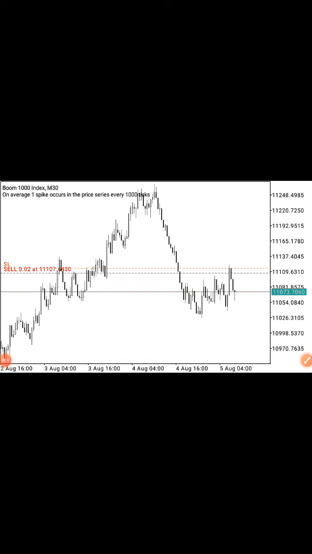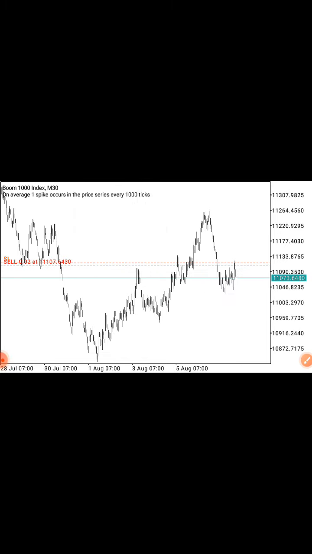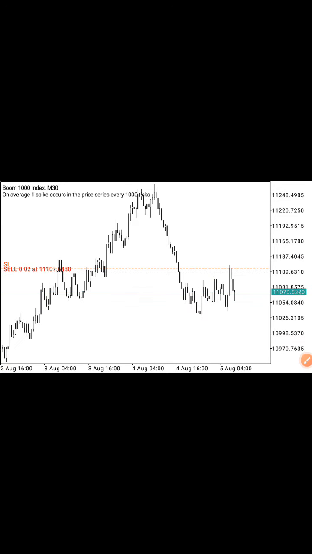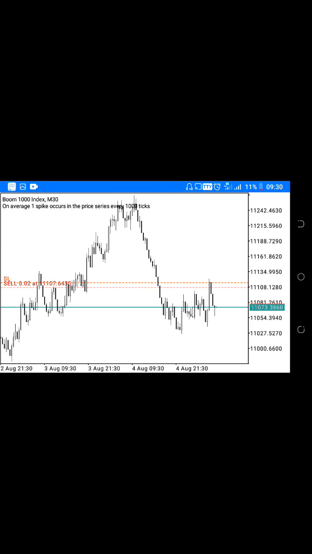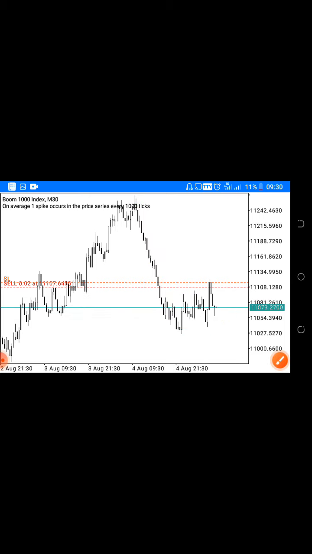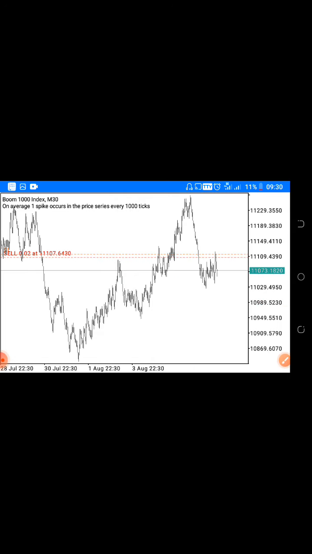Alright, looking at the chart, this is a Boom 1000 chart. If you really observe, Boom 1000 has been on a downtrend since yesterday. The reason I decided to short this market is because I believe this is a pullback. What the market is doing here is just a pullback, because this is a long drop that has not hit its low yet. I'm looking at shorting this market till possibly 9 p.m. today.